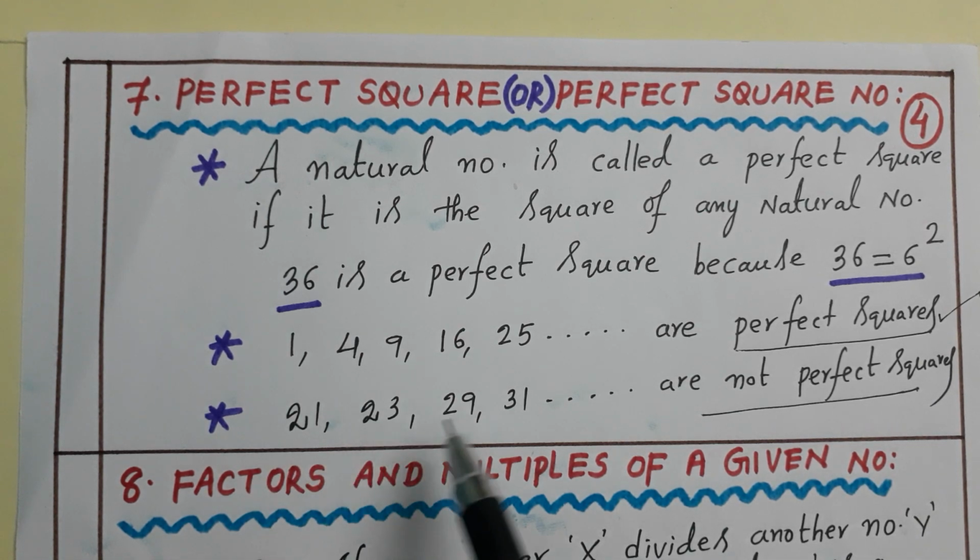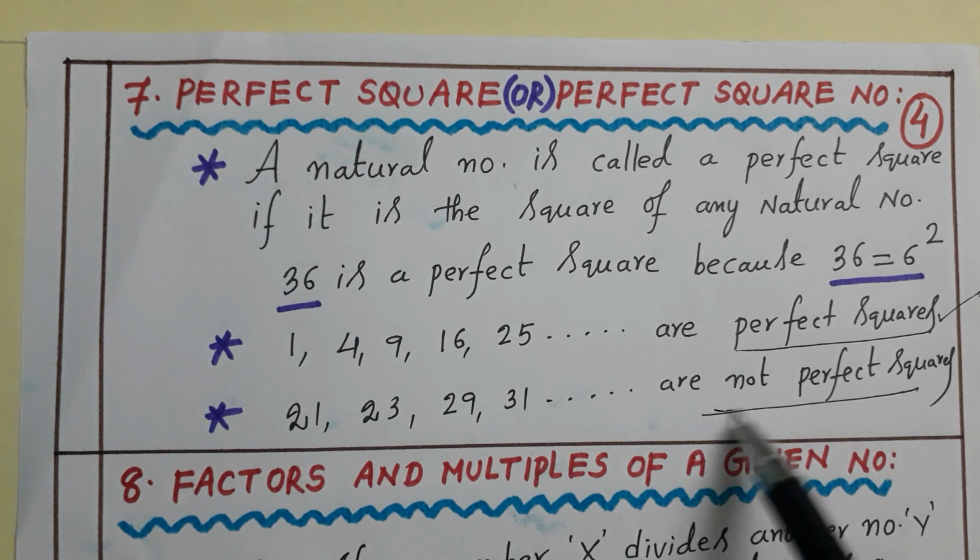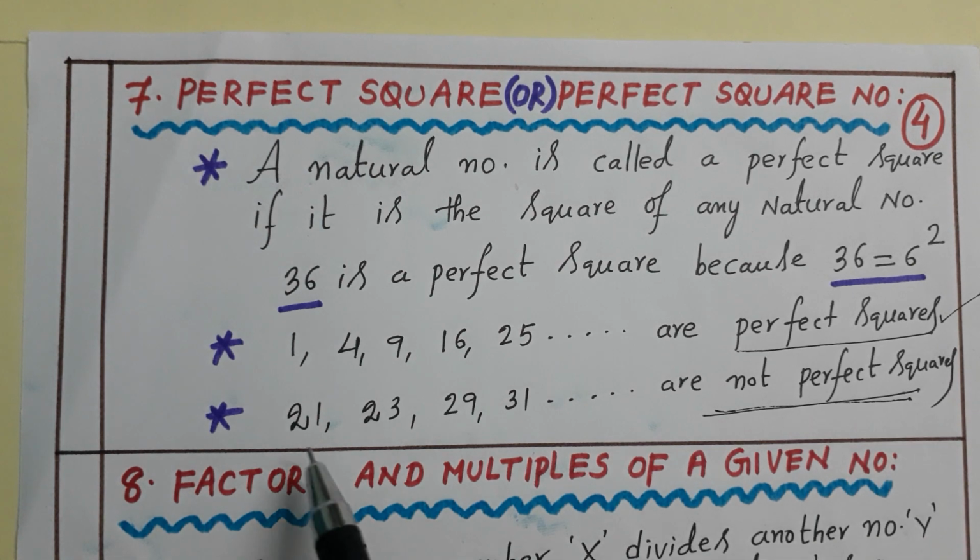Whereas 21, 23, 29, 31 are not perfect squares because these numbers cannot be written in the form of the square of other natural numbers.